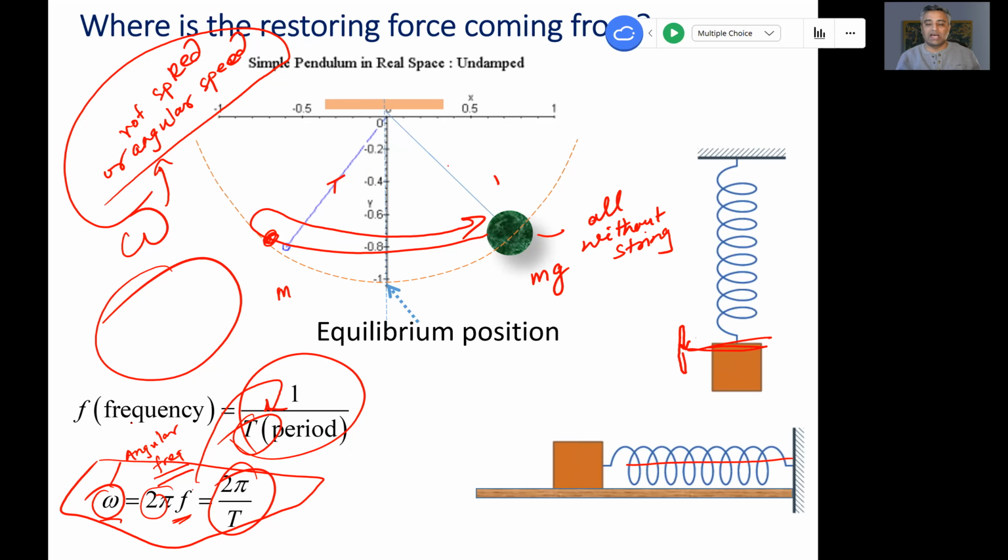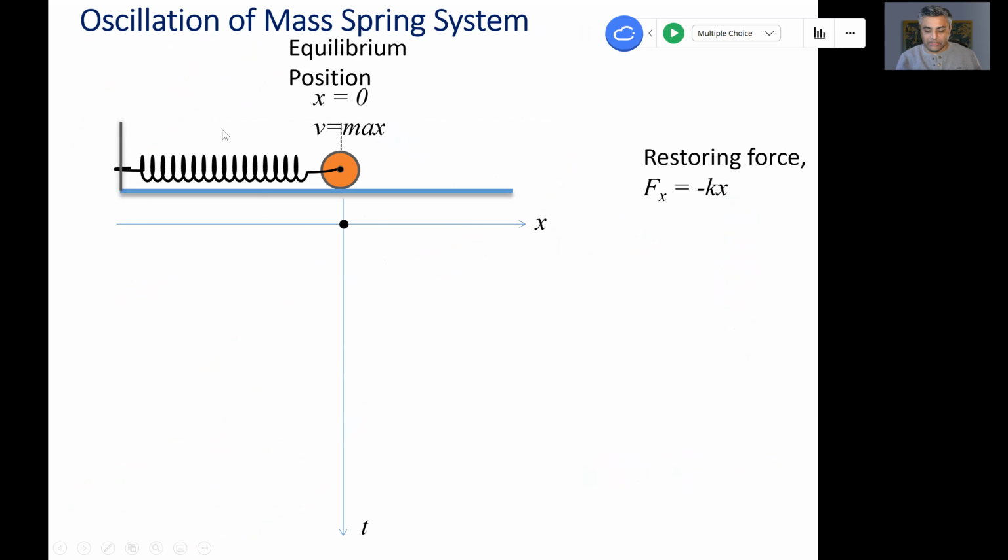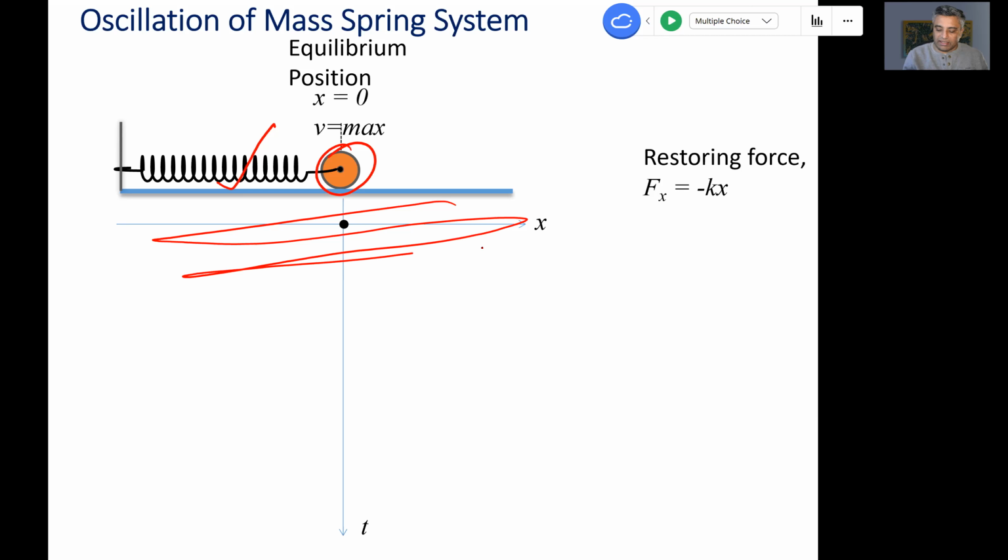So equation wise, it turns out to be the same. Now let's learn how to describe how the position, speed, and acceleration of this oscillating mass attached to the spring are related. A mass is attached to a spring and it is oscillating, going back and forth like this, okay?